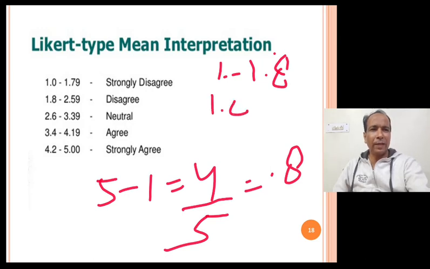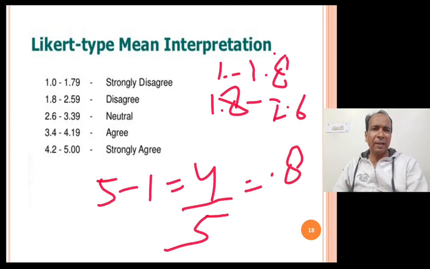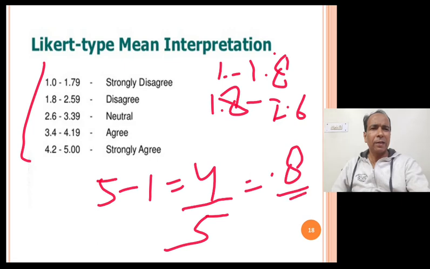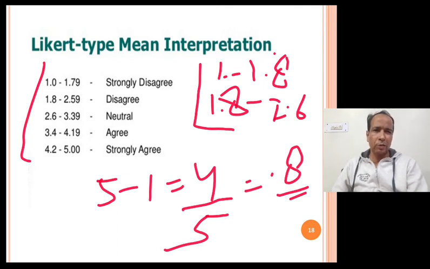Then from 1.8 to 2.6. In a similar way you can continue: from 1 to 1.8, 1.8 to 2.6, 2.6 to 3.4, 3.4 to 4.2, 4.2 to 5. And now you can interpret your mean values by comparing.